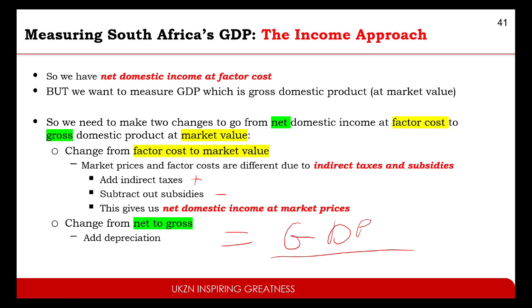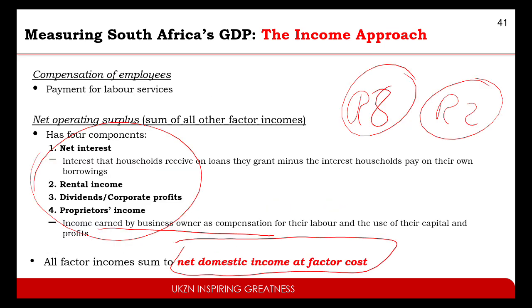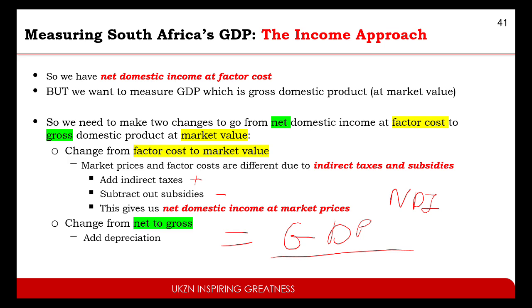After you do this, you get net domestic income. Net domestic income is basically net GDP. I told you net GDP has no depreciation inside it, but GDP has depreciation inside of it. So you need to add depreciation. Basically add all this together, and then you do three things after: add taxes minus subsidies and add depreciation. You get your final GDP.